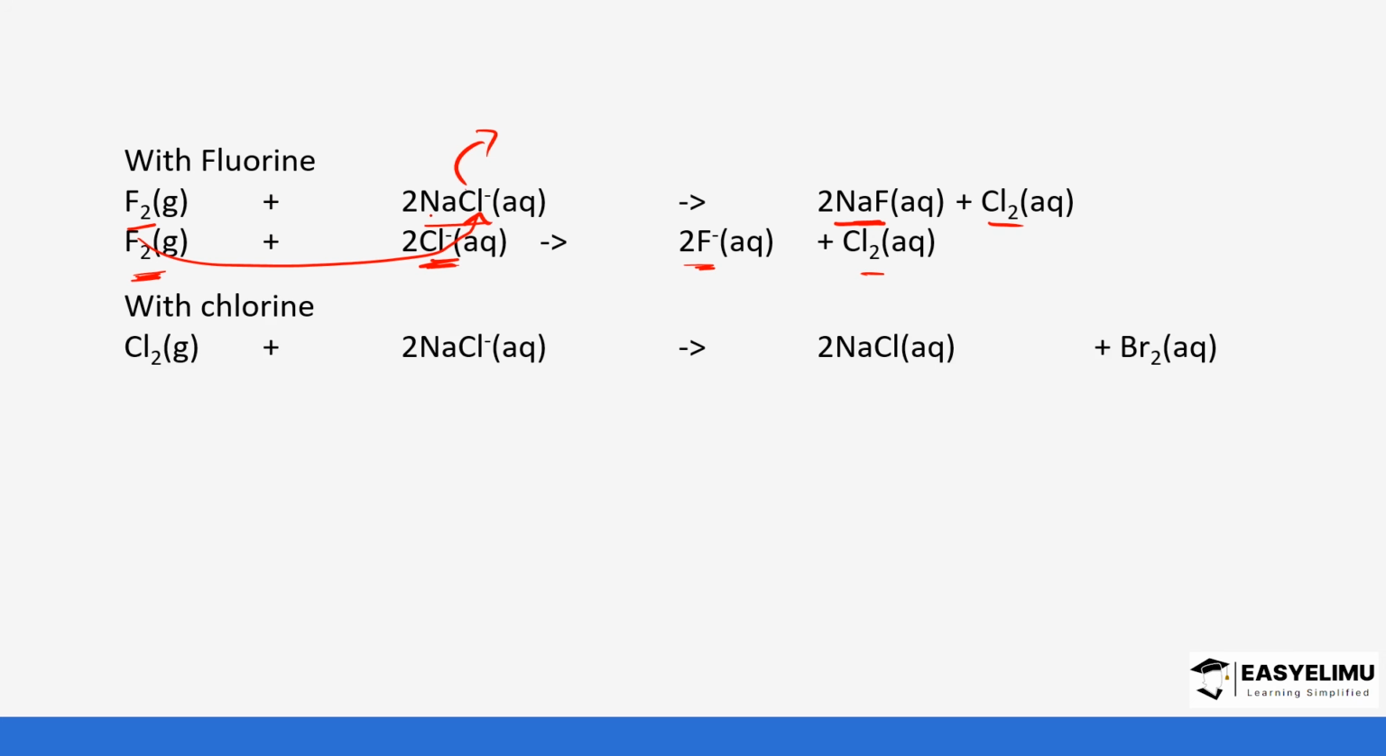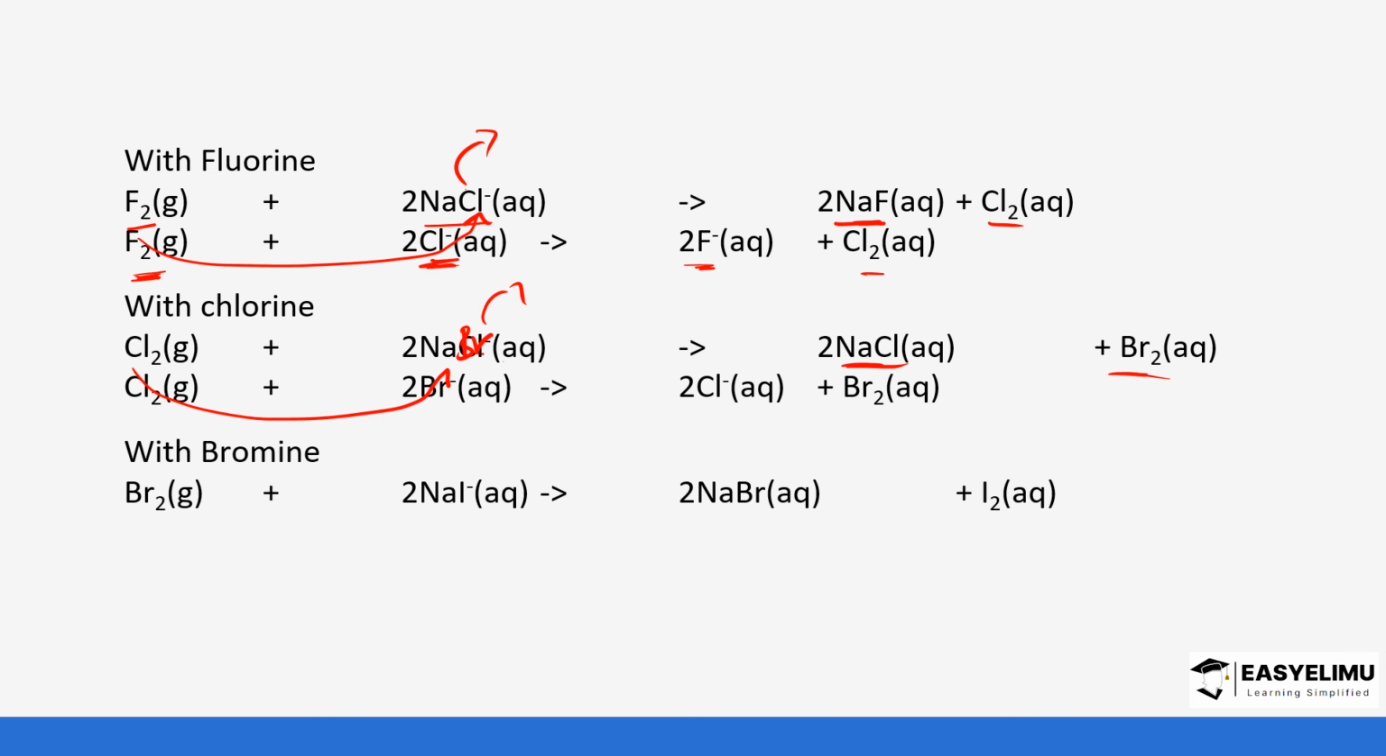If we look at, for example, chlorine reacting with sodium bromide, chlorine can displace bromine to form sodium chloride, and bromine is given off, just like you can see in the ionic equation. As for bromine with sodium iodide, bromine can displace iodine and it forms sodium bromide. It reacts now with sodium instead, and iodine is given off.